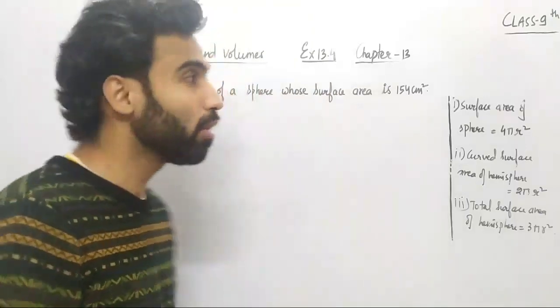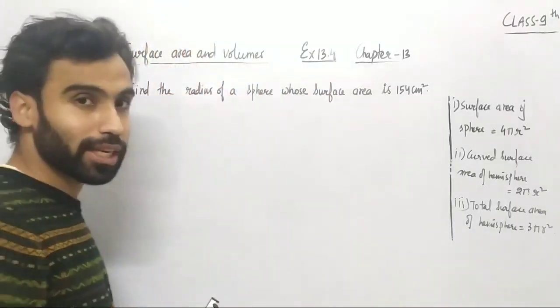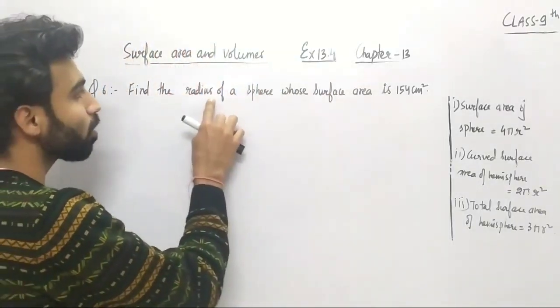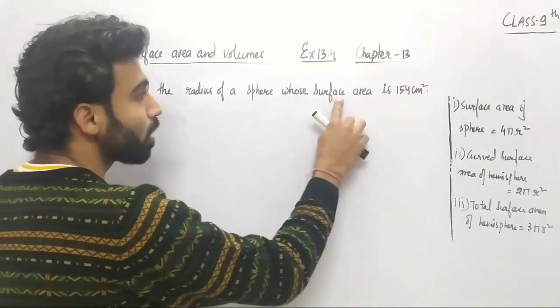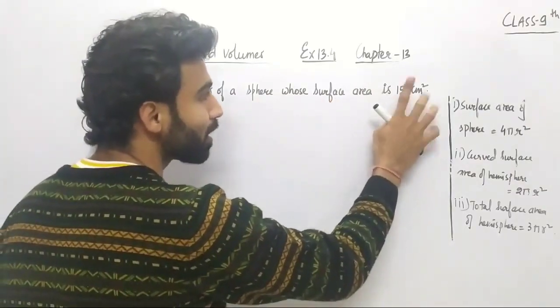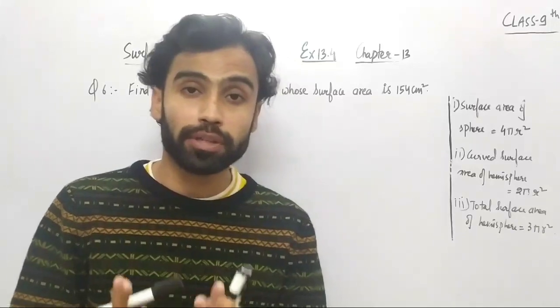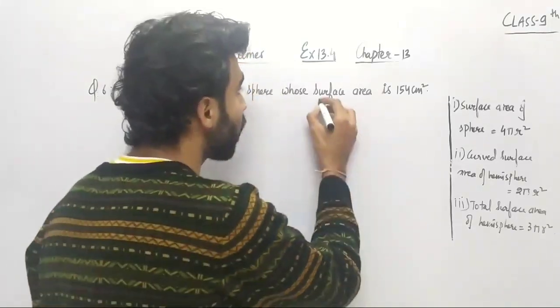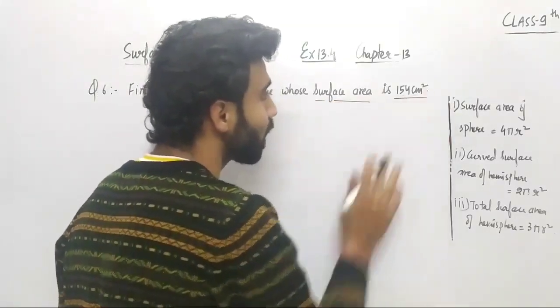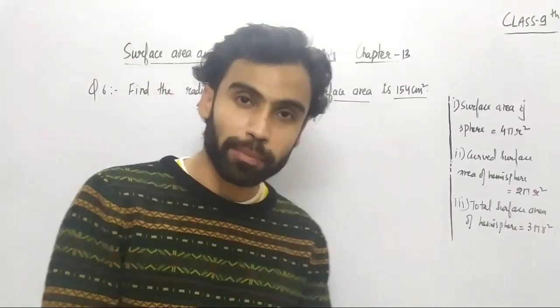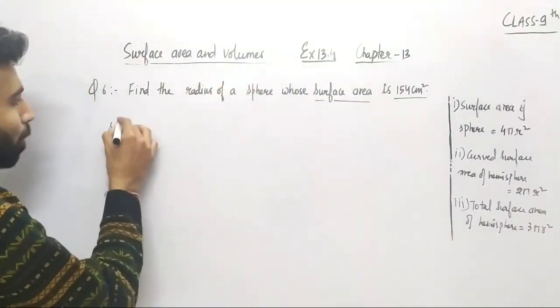So this time question number 6 is given to us as, you can see, find the radius of a sphere whose surface area is given to us as 154 centimeter square. So यहाँ पे हमें already surface area given है एक sphere का, that is 154 centimeter square, right? So सबसे पहले solution में मैं क्या करता हूँ?